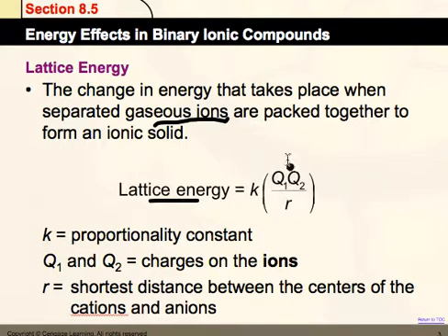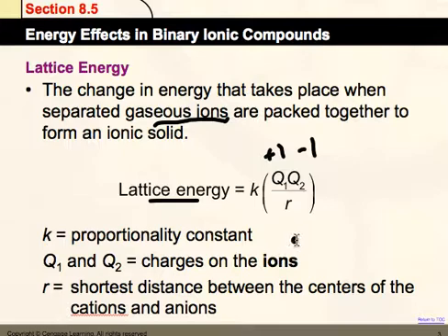So why do we care? We're not going to use this equation and actually calculate anything. But when we look at the charges and the distances, we need to be able to apply those ideas without actually using the formula. So Q1 and Q2 are the charges on the ions. If we're talking about, say, sodium chloride, it'd be +1, -1. And then the distance between the cations and anions would be what we're looking at for R there.